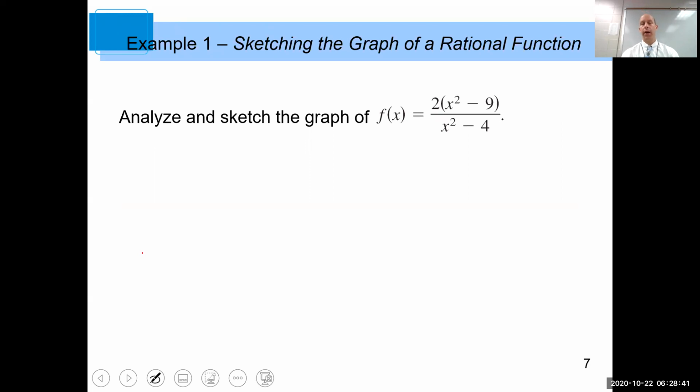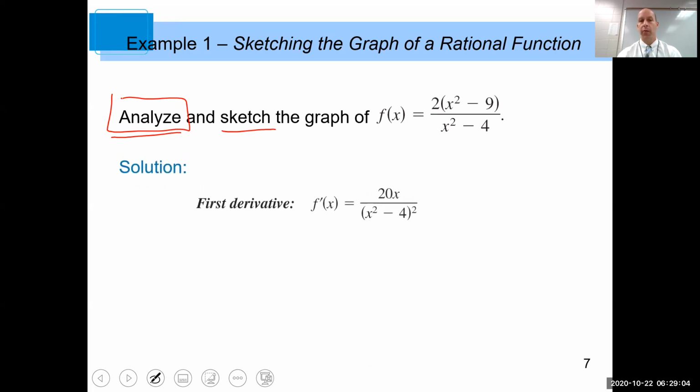Now, guys, I'm going to do an example here where I'm pretty much going to just pop up all the information you would want. If you actually had to do this, it's a pretty long process. So here's a function, and what we want to do is analyze and sketch. Analyze means we want to get all the important details from this function's graph that we can.